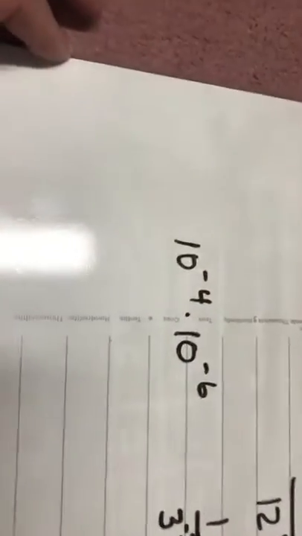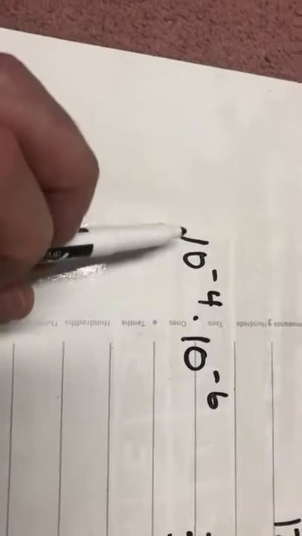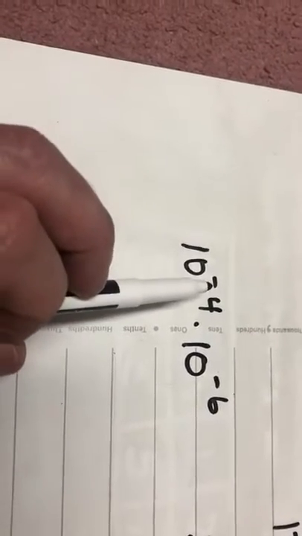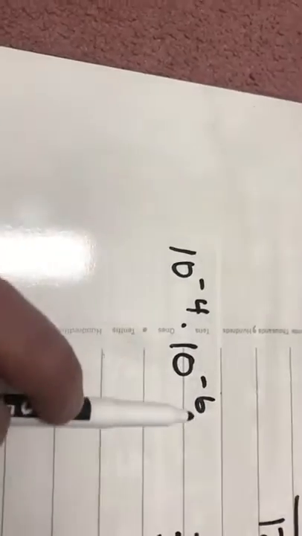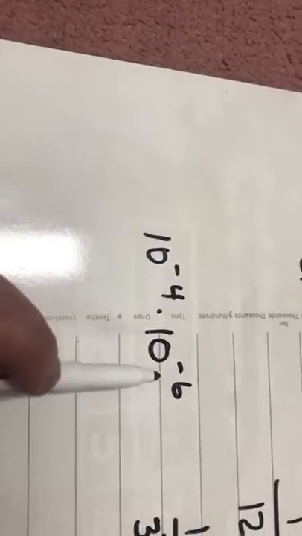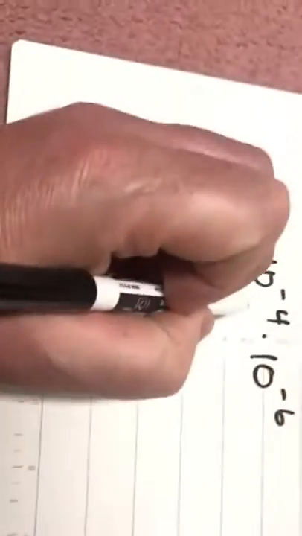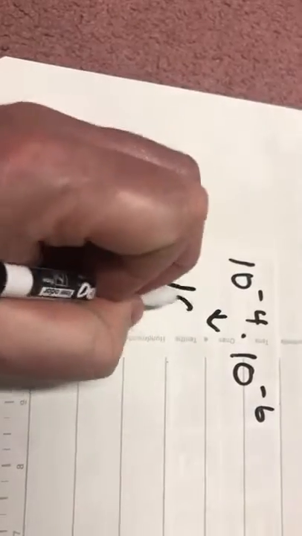Moving right along. Here we have another multiplication problem. 10 to the power of negative 4 times 10 to the power of negative 6. Well, we know that because we have the same base number, negative 4 plus negative 6 is negative 10. So it's going to become 10 to the power of negative 10.